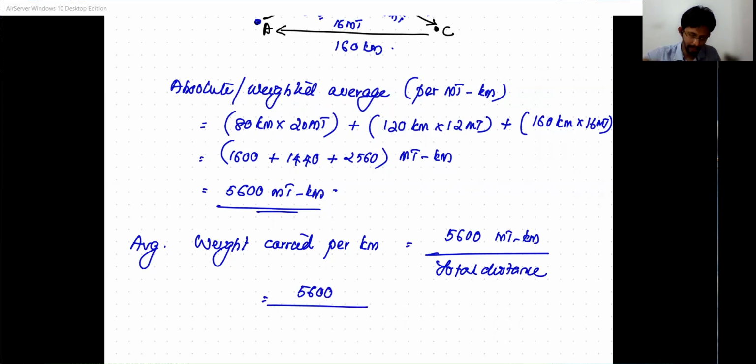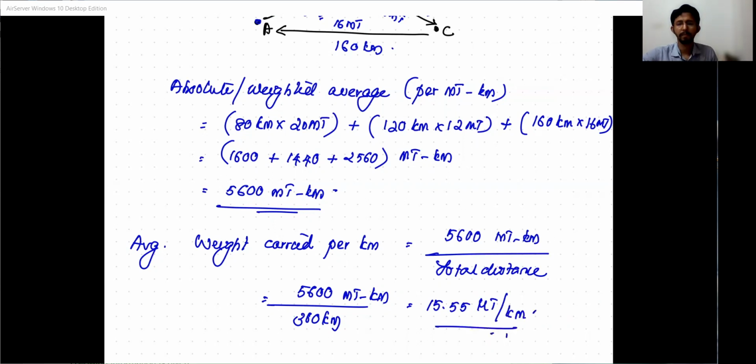5600 divided by, okay, total distance will be 80 plus 120 plus 160. So you get 360. This is metric ton kilometer. This is kilometer. So that is equal to 5600 divided by 360. It was carrying 15.55 metric ton per kilometer. For each kilometer, it was carrying on an average of 15.55 metric ton.